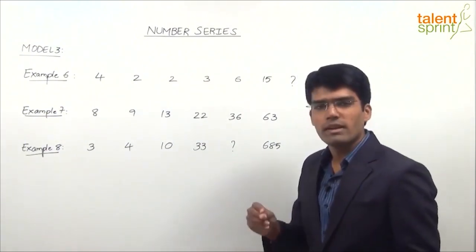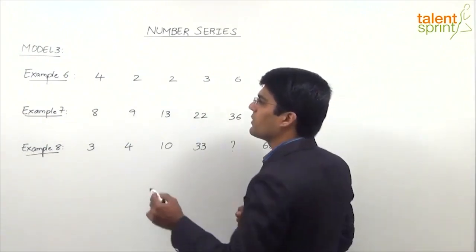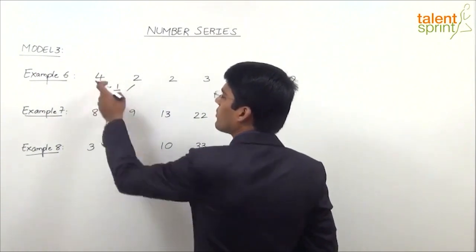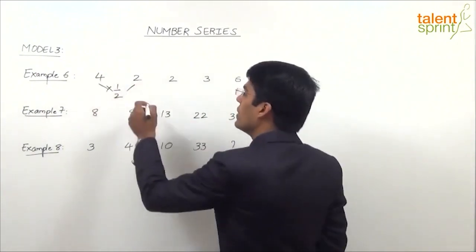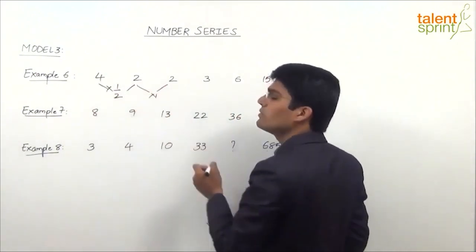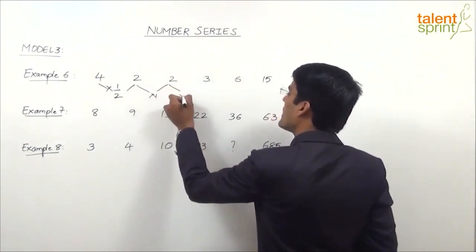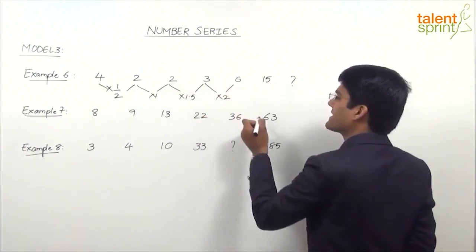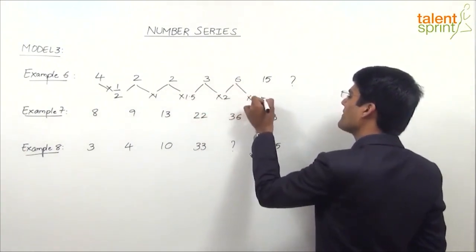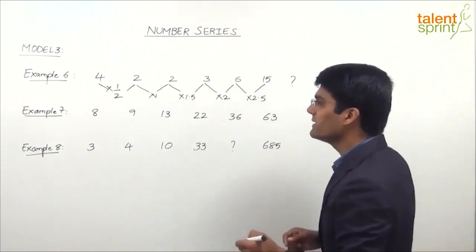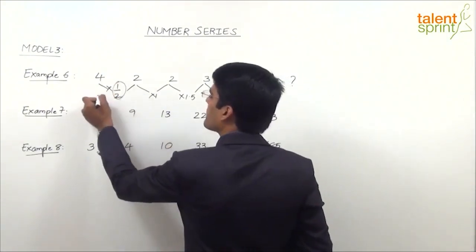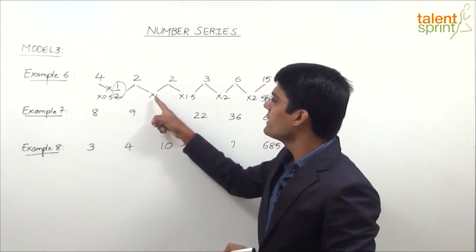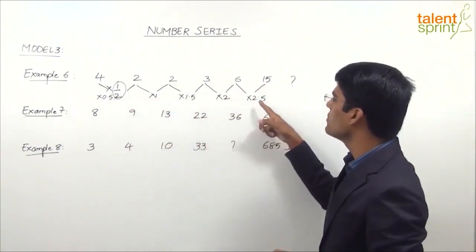And if you try it out and observe, the correct logic comes out as follows. 4 multiplied by half is equal to 2. 2 into 1 is equal to 2. 2 into 1.5 is equal to 3. 3 into 2 is 6. And 6 into 2.5 is equal to 15. If you look at this, half here is nothing but 0.5. So the logic goes as follows. Into 0.5, into 1, into 1.5, into 2, into 2.5.